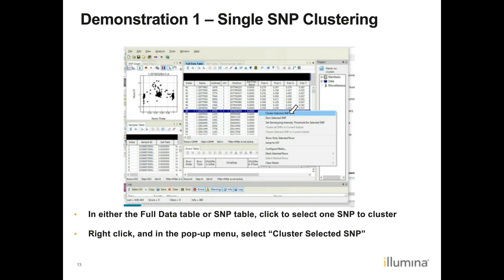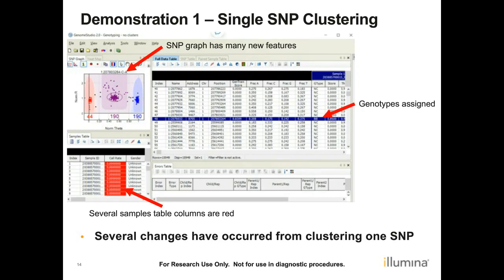Now notice what happens after that clustering has been done. There are several changes that have occurred. You can see for this particular SNP that genotypes are now assigned. There are many changes in the SNP graph. And in the samples table, which shows sample statistics, there are several columns which are now red. Let's go through some of these changes.